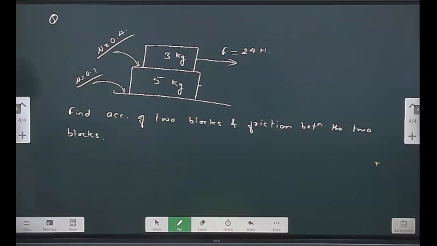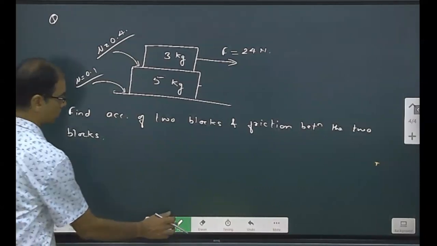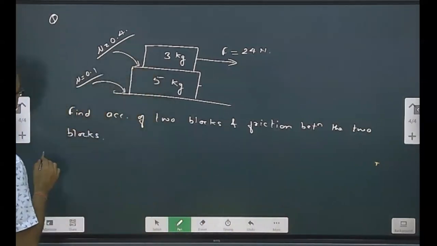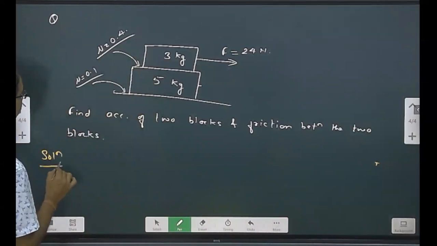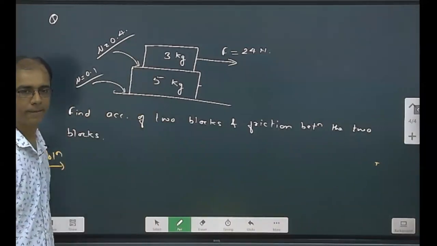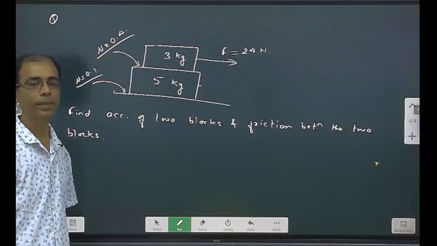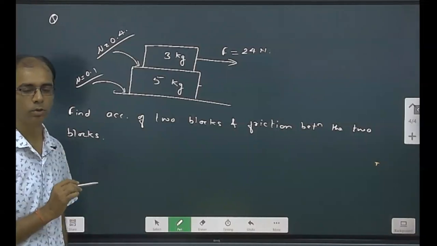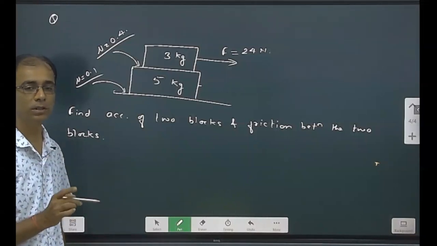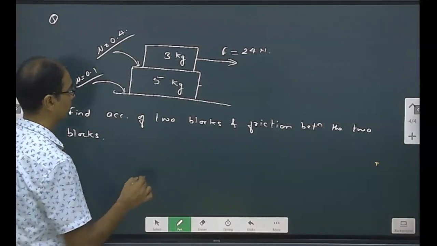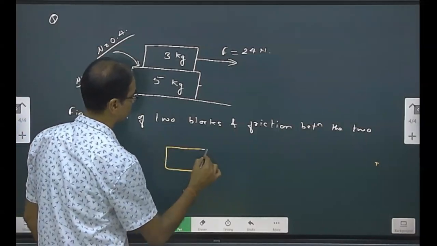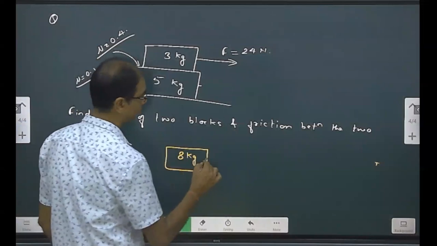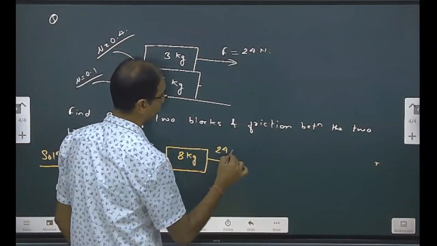Okay, done. So tell me, you will do or I should do? What we can do? First, take them together. Here also friction is at both the places, but take them together. Take them together means 5 plus 3, 8. So 8 kg. Consider them together. How much force we are applying? 24 Newton.